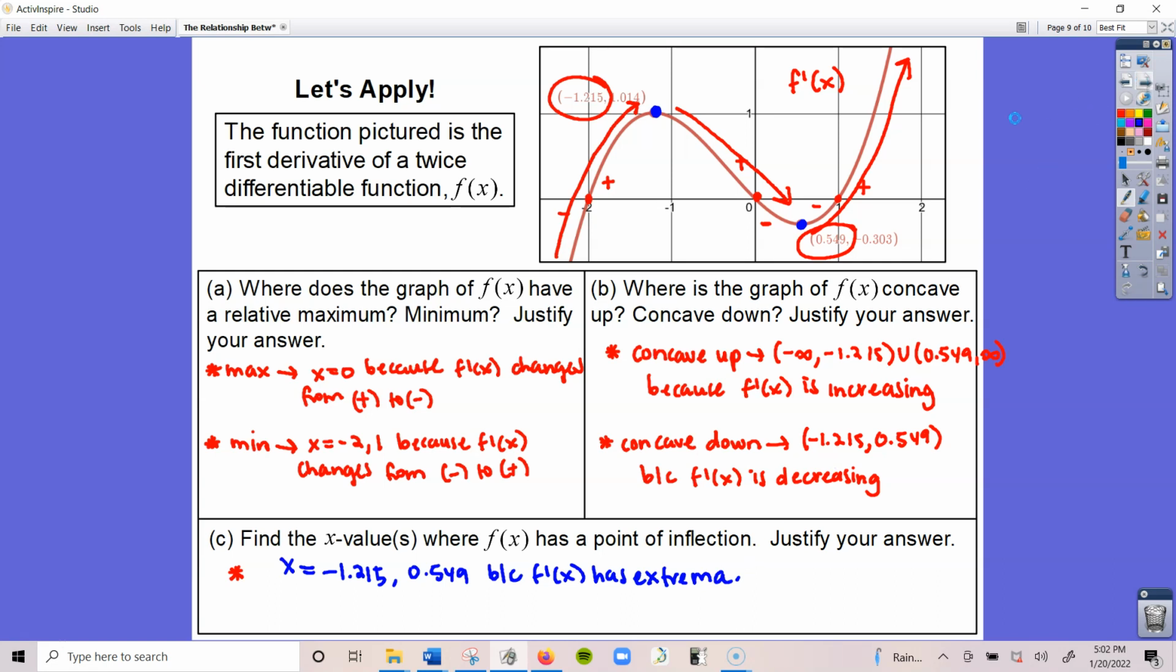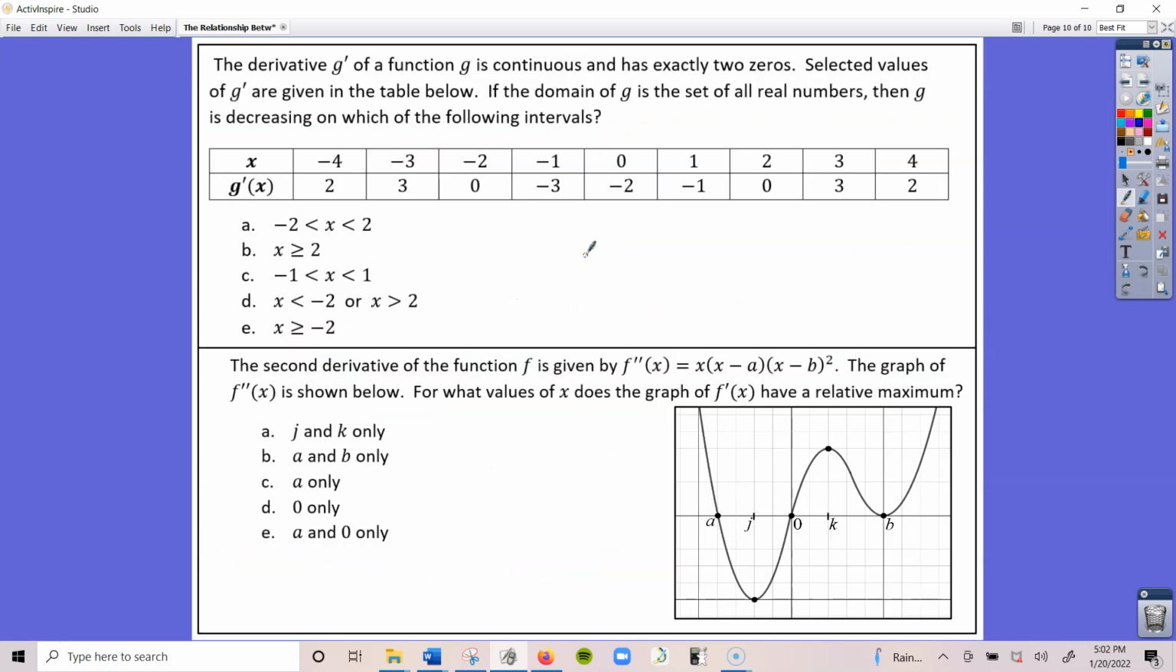All right, almost at the finish line. Let's look at a couple of these multiple choice questions just to make sure that we truly understand. We haven't really looked at any charts in this lesson, so I threw one in there to see how we do. The derivative g prime of a function g is continuous and has exactly 2 zeros. Zeros, remember, are your x-intercepts. Selected values of g prime are given in the table below.